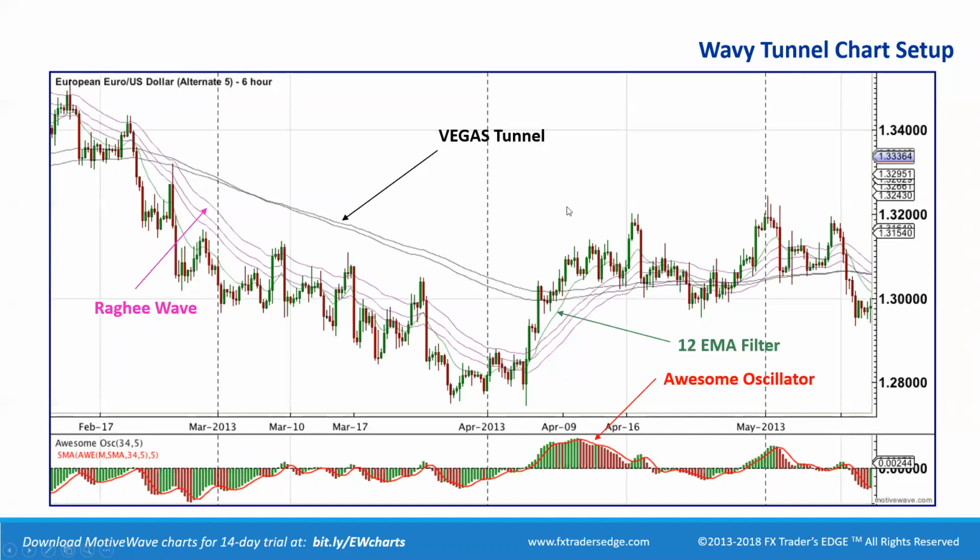And then the Vegas tunnel is our longer term moving average. So way back when, the longer term moving averages that were used were the 50, the 100, and the 200, or the 100 and the 200. And then the shorter term moving averages were like the 20 and the 50. So what we've done is we're using Fibonacci moving averages. So the 34 is from the Fibonacci sequence. And the Vegas tunnel is also based on the Fibonacci sequence. And then, of course, we have the 12 EMA filter in green. So that hugs the data. And then we have our awesome oscillator. So this is the original Wavy Tunnel setup.